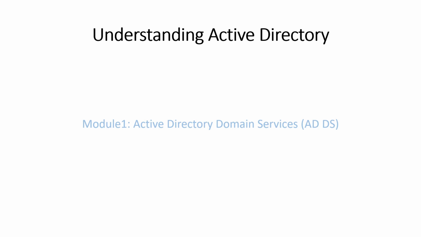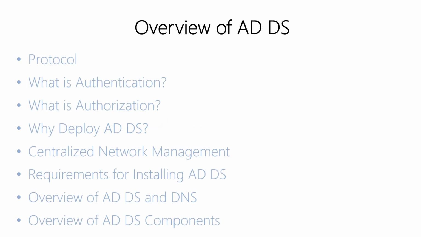In this part, we will discuss the overview of Active Directory Domain Services, in which we will cover the protocol used by Active Directory Domain Services, what is authentication, what is authorization, why to deploy Active Directory Domain Services, centralized network management, requirements for installing Active Directory Domain Services, and concluding, we will see the overview of Active Directory Domain Services and Domain Name Services, that is DNS.